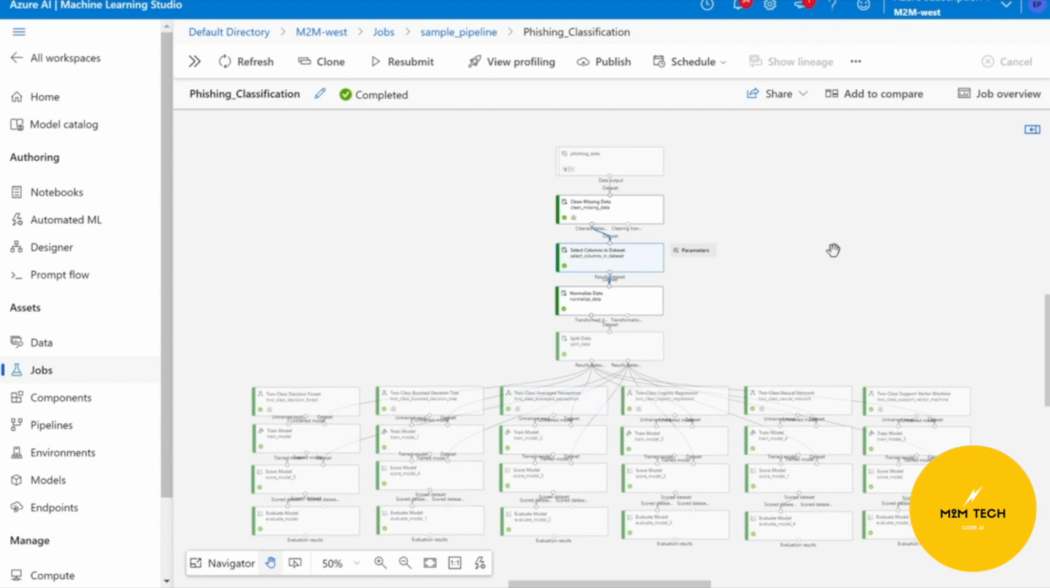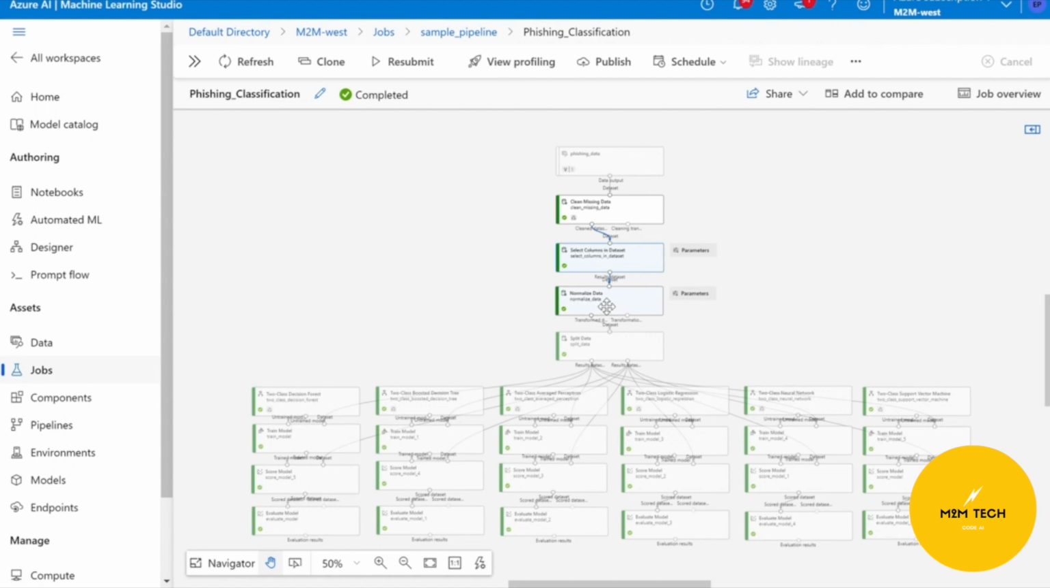To start with, I've cleaned my data to look for any missing values, and if there are, removed the rows that contain these missing values. After I've cleaned the missing data, I've selected columns in my dataset, in which I've included everything except for one column called ID.